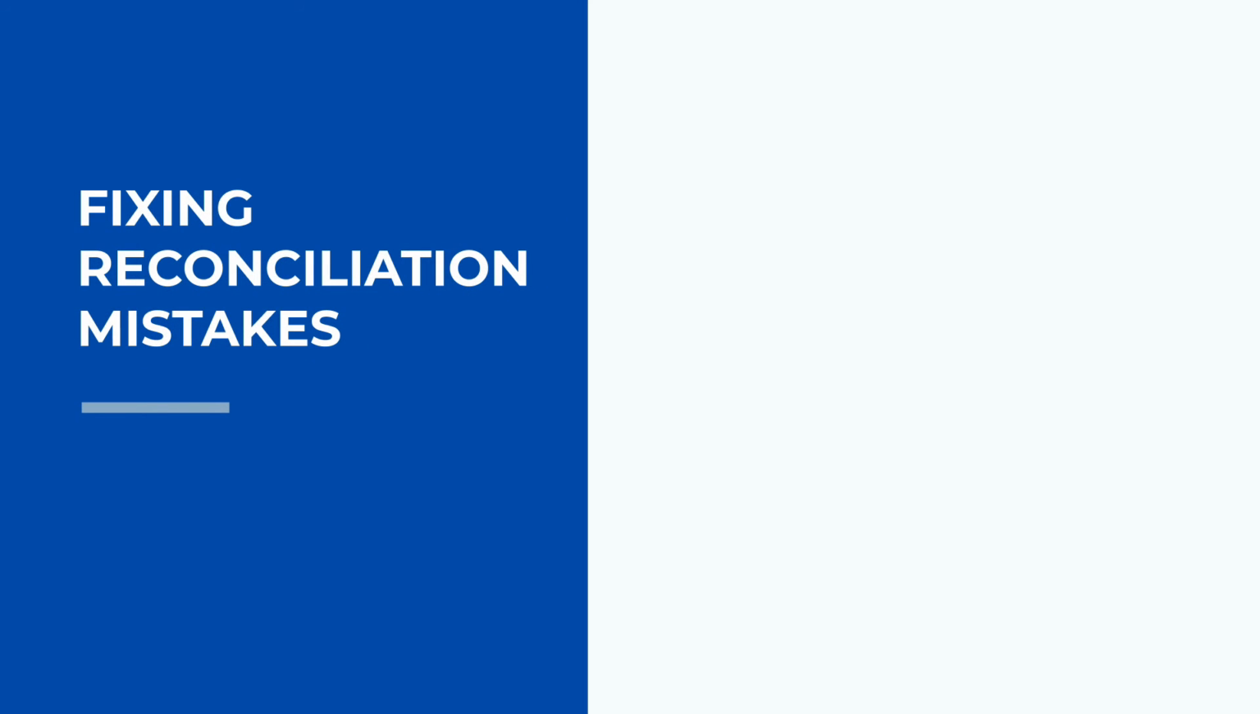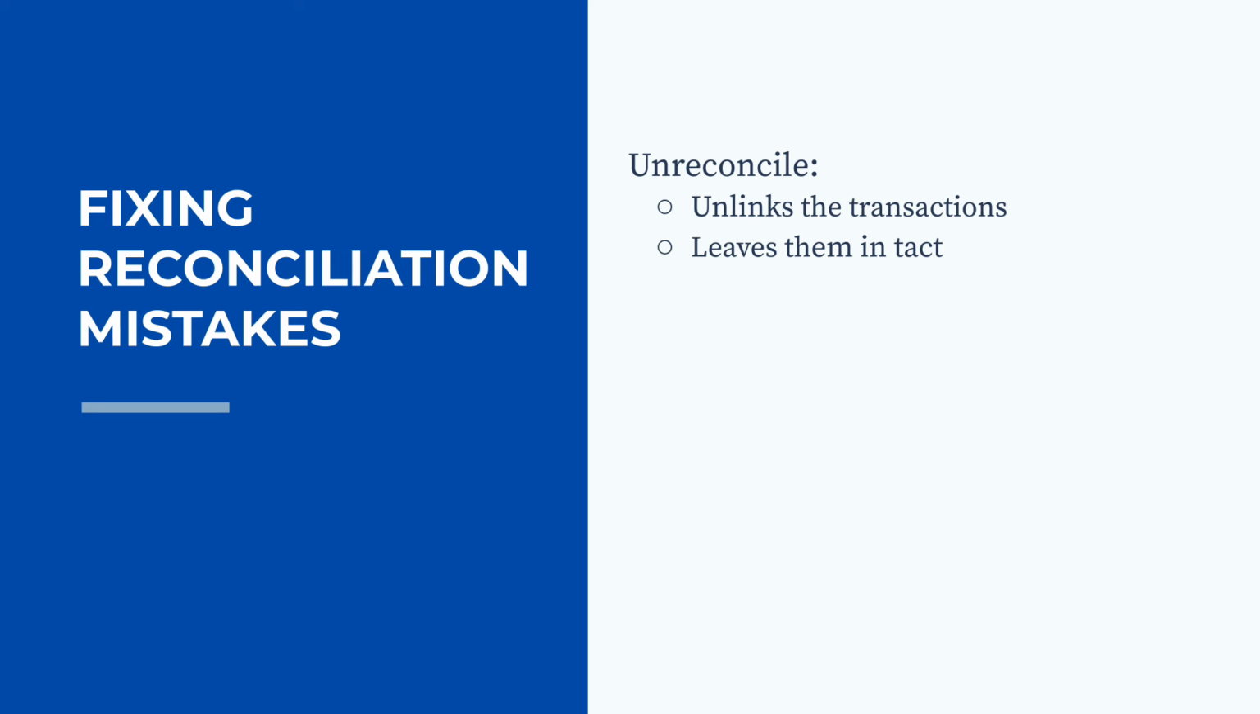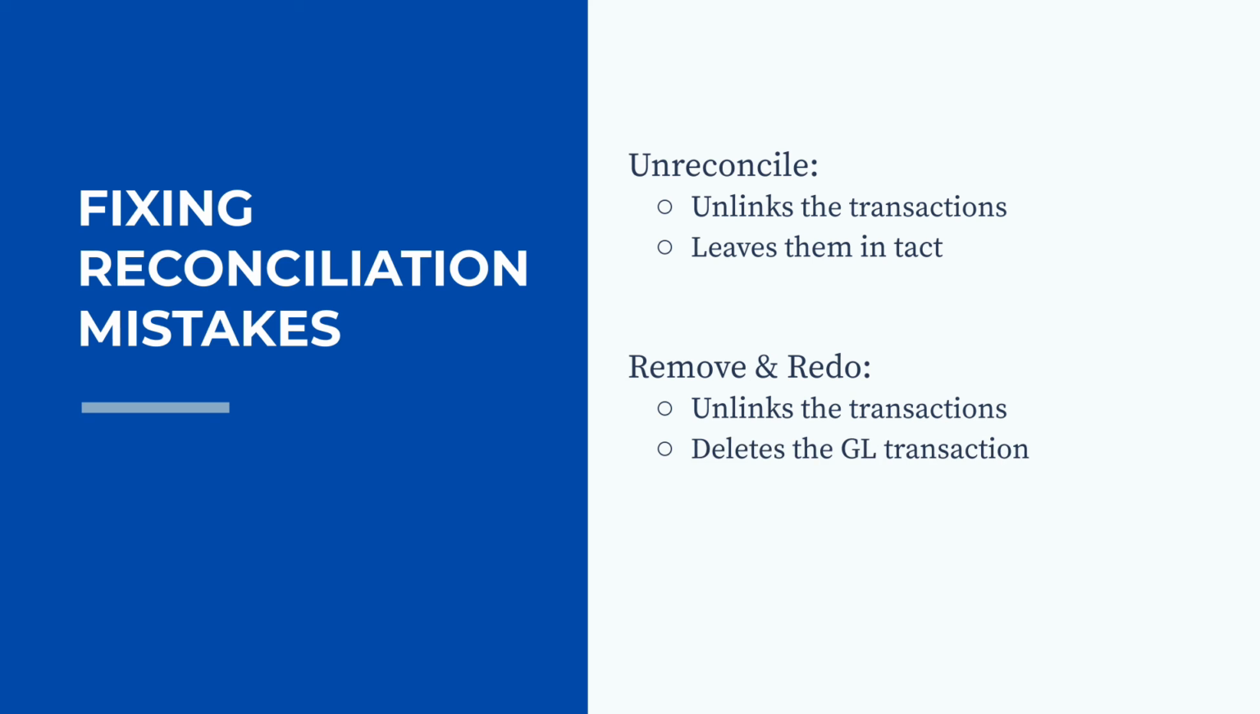Okay, so those are the two tools that you can use if you make a mistake. You've got unreconcile, which just unlinks the bank transaction with the general ledger transaction, but it leaves them both intact. Or you can use remove and redo, which unlinks them, but then it goes and deletes the general ledger transaction. So you won't have anything to link to. You'll have to create one all over again. So those are the two ways that you can correct your reconciliation mistakes. You just have to choose which one is right for you.